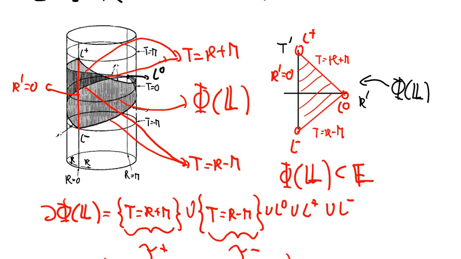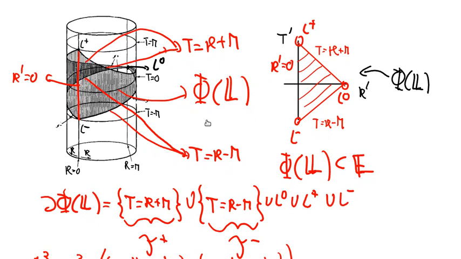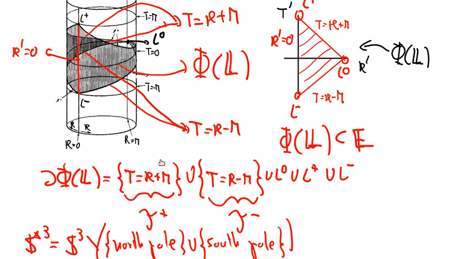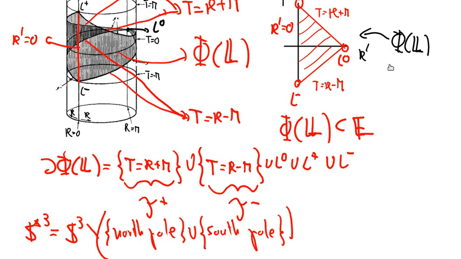Actually, just by looking at the values of the polar angle, you deduce that I plus and I minus are points on the north pole of S3, and I naught is a point on the south pole. It corresponds to the south pole. So we have given a complete description of the conformal boundary of the conformal embedding defined by phi.